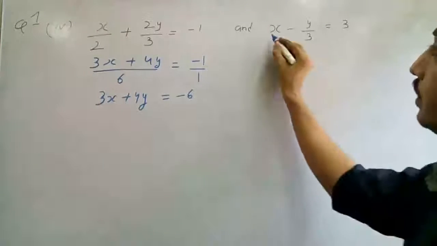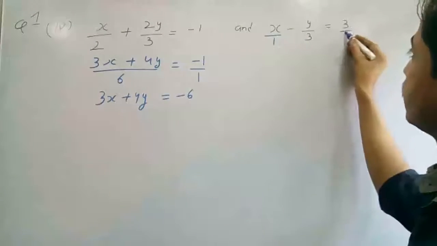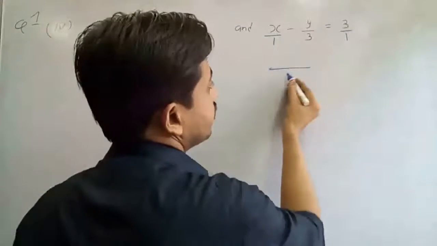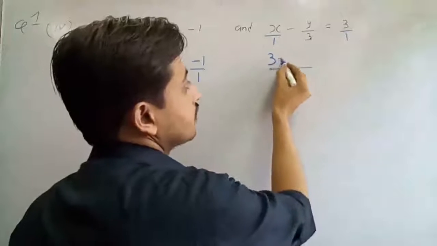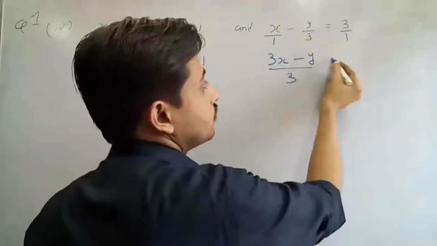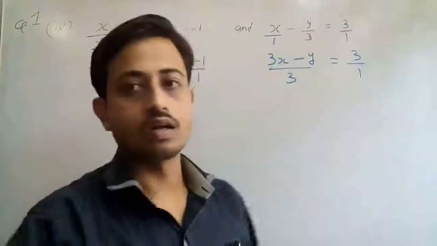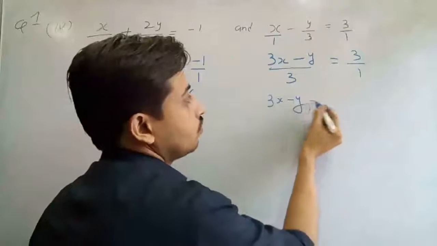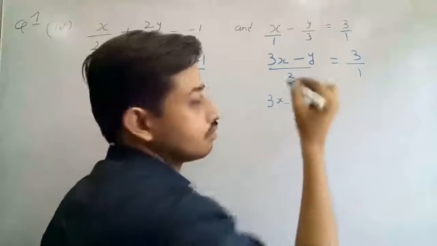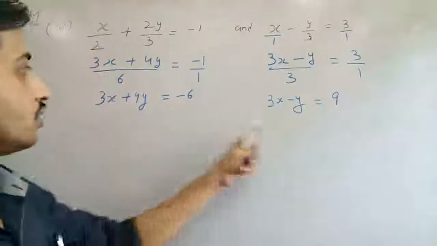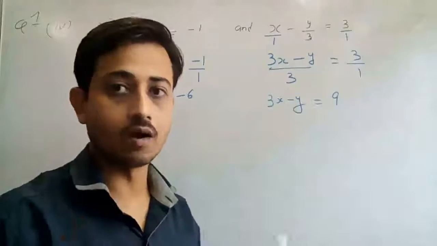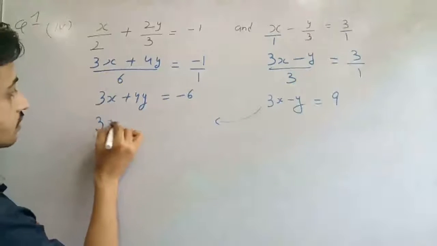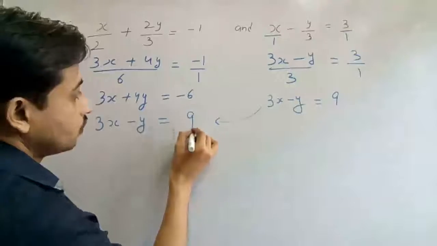Now same here. It can also be written as x by 1. This can also be written as 3 by 1. Now do the LCM. 1 into 3, we get 3. 3 into x, we get 3x. Minus 1 into y, which is equal to 3 by 1. Now do cross multiply again. 1 into this, 3x minus y, which is equal to 3 into 3, we get 9. So this equation becomes a proper format. Now I am writing here this equation. 3x minus y is equal to 9.